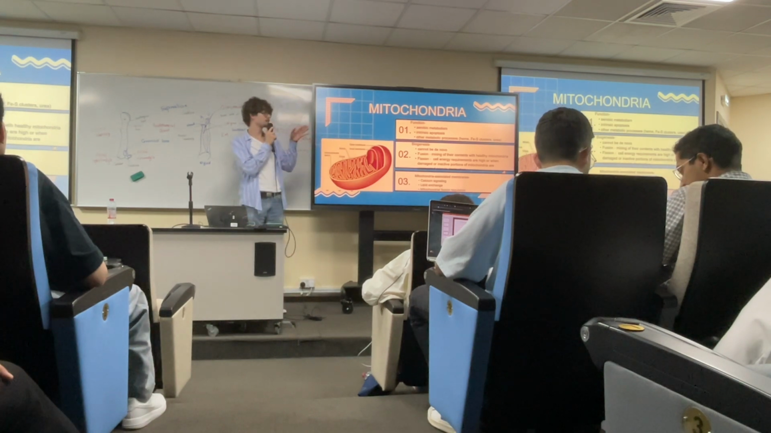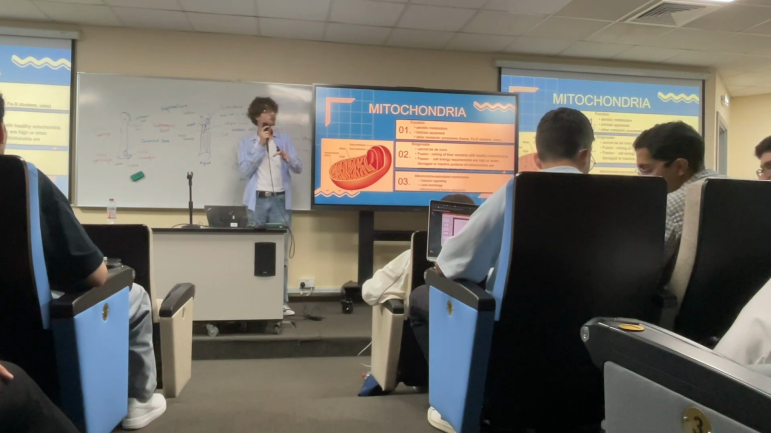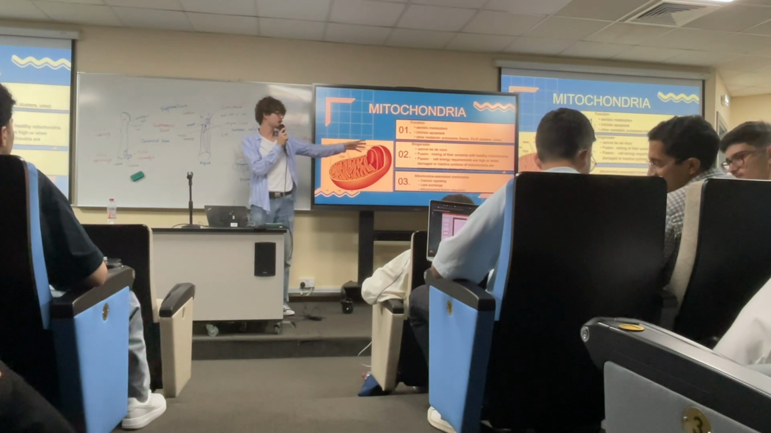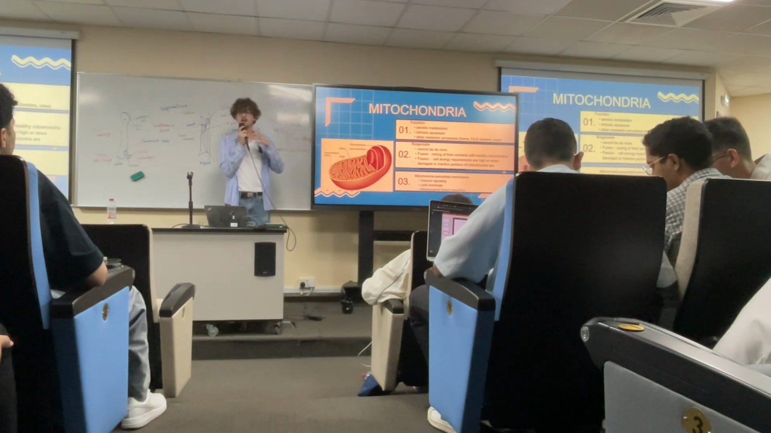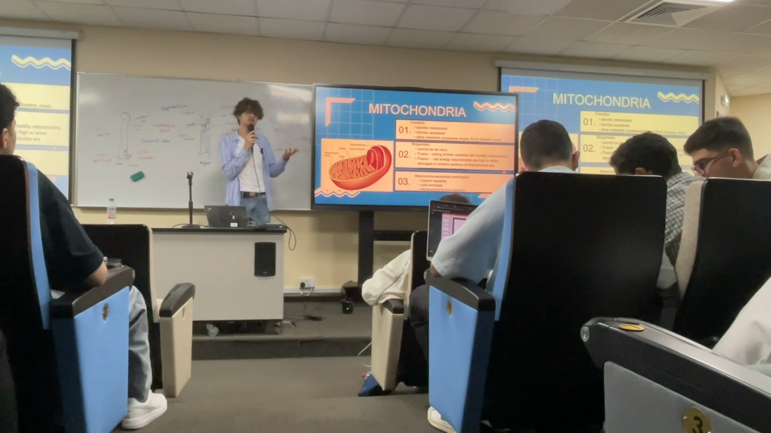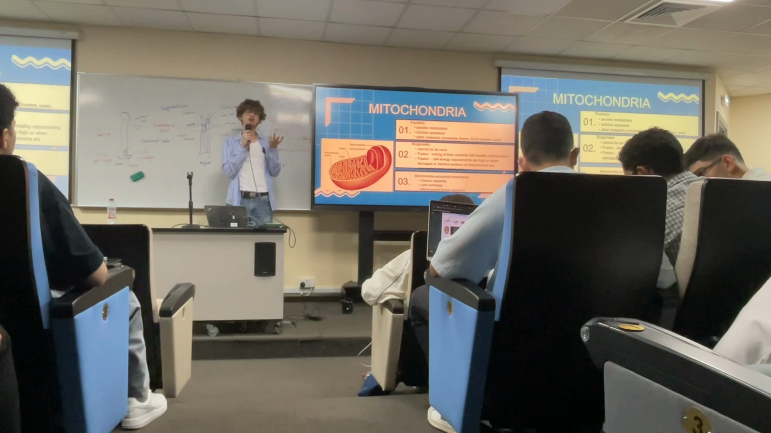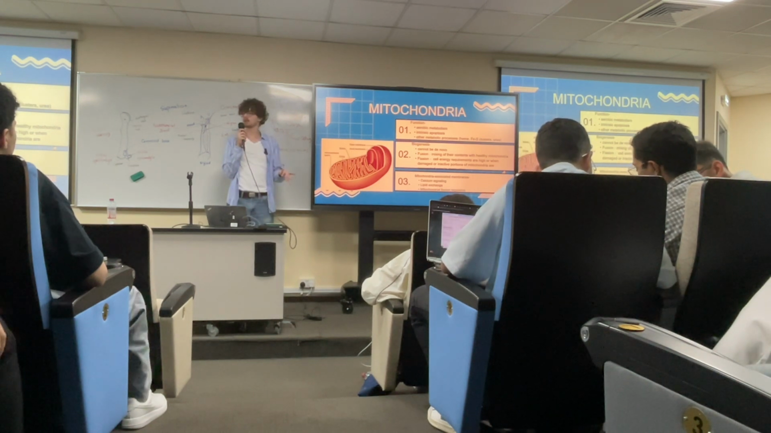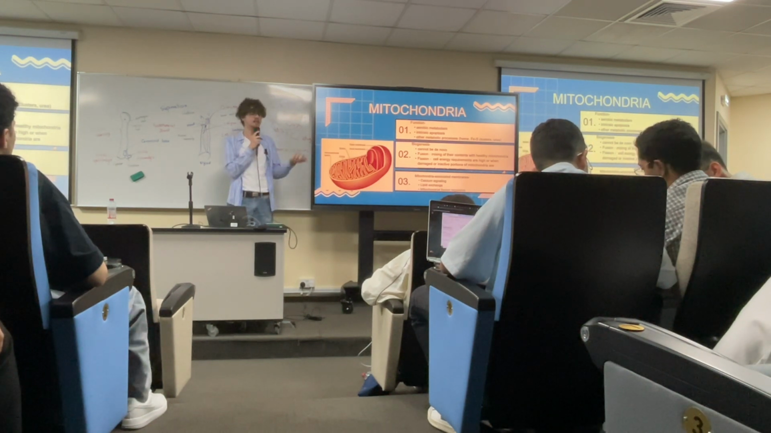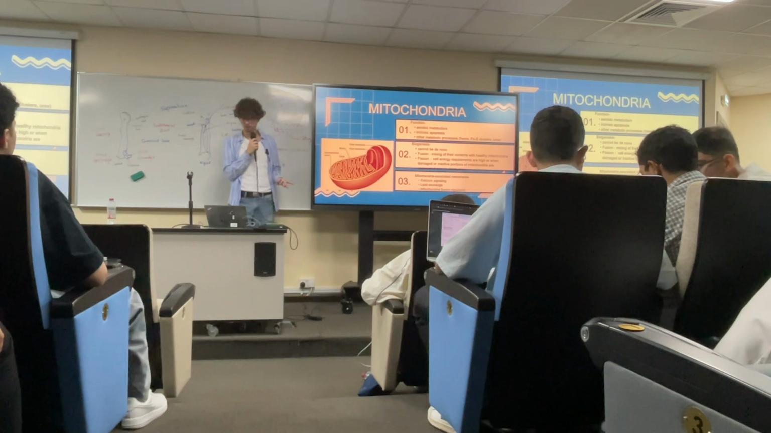It helps with metabolism of urea. They produce heme groups. They produce iron and sulfur clusters. And that's it. And they also have a role in apoptosis in case of, for example, hypoxia, which is when you don't have oxygen in the cell, or when you have DNA damage. So that's when the mitochondria triggers apoptosis.